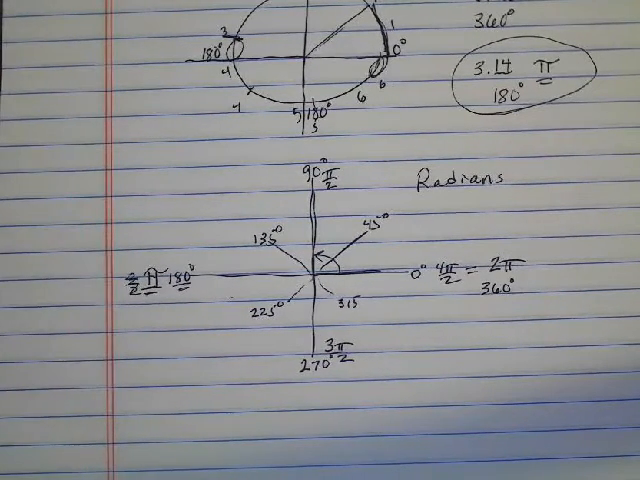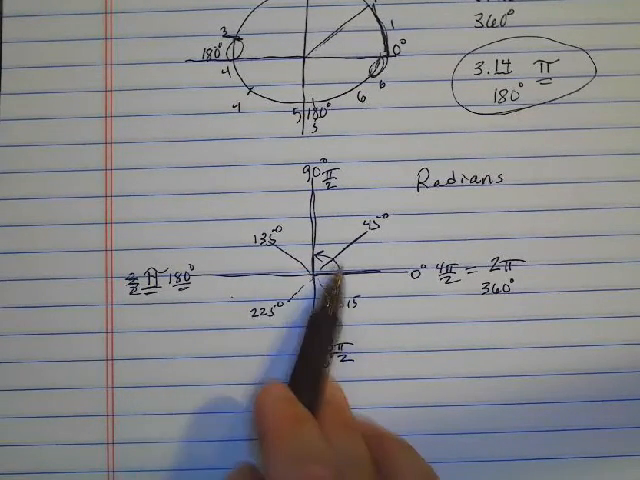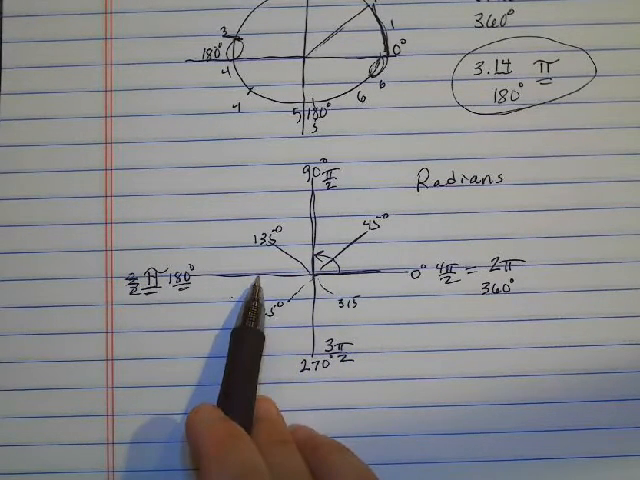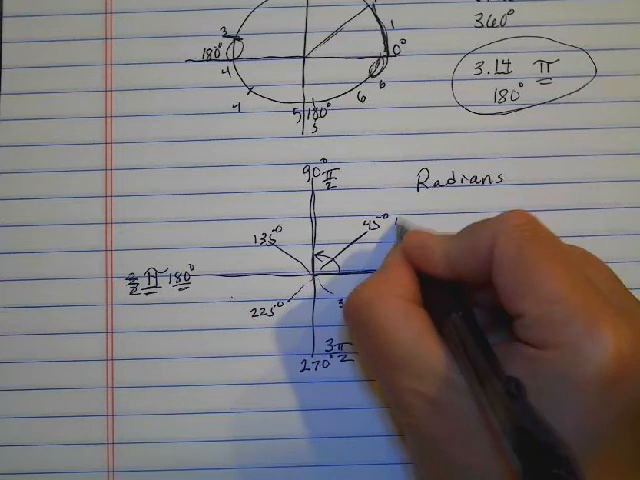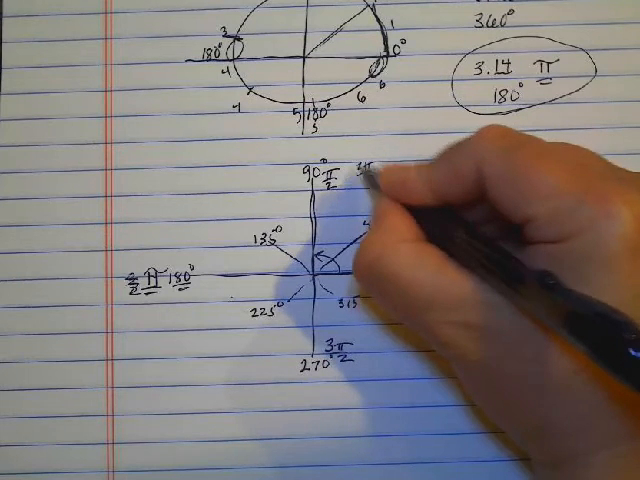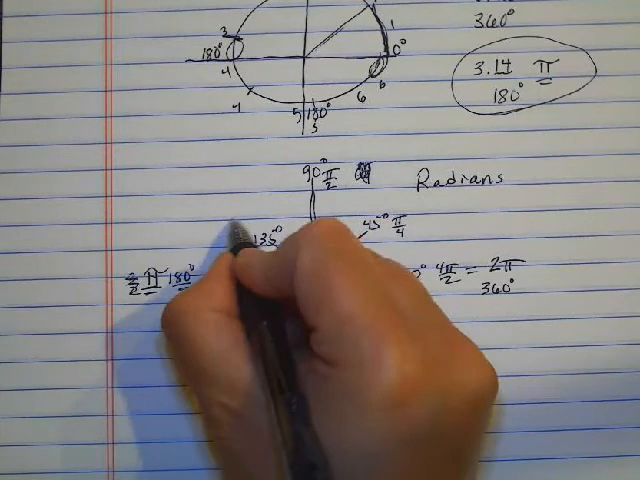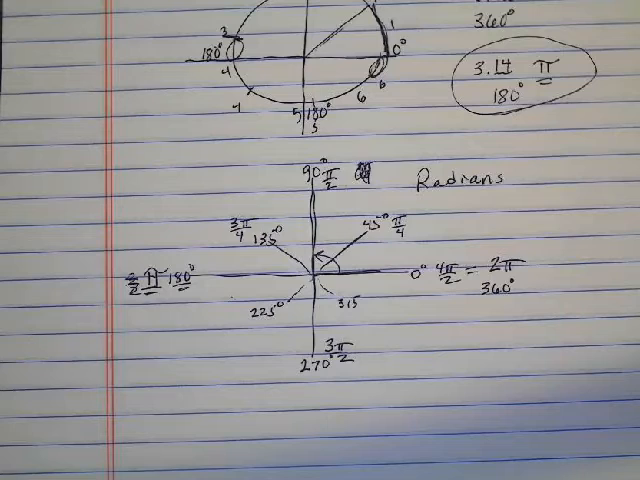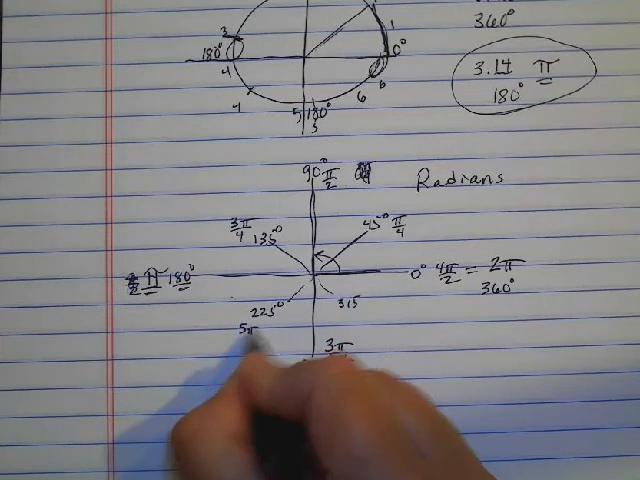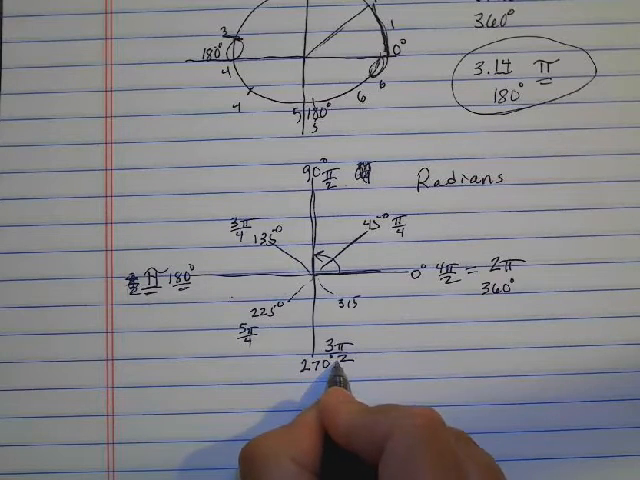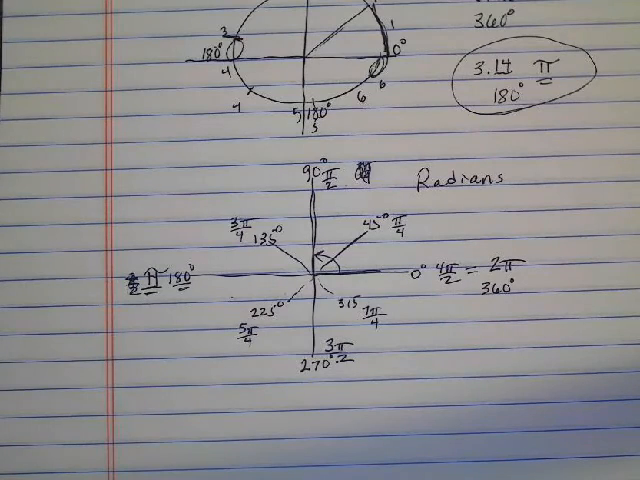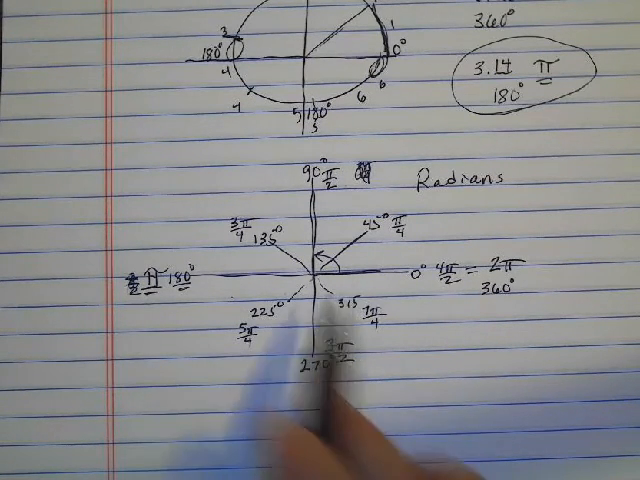So what we've done is we've divided 1 pi into 4 equal measurements. So if this is 1 pi, then a fourth of it would be pi over 4. And this would be 2 pi over 4, which is just pi over 2. This would be 3 pi over 4. This would be 4 pi over 4, which is 1 pi. This would be 5 pi over 4, 6 pi over 4, 7 pi over 4, and 8 pi over 4, which is 2 pi.